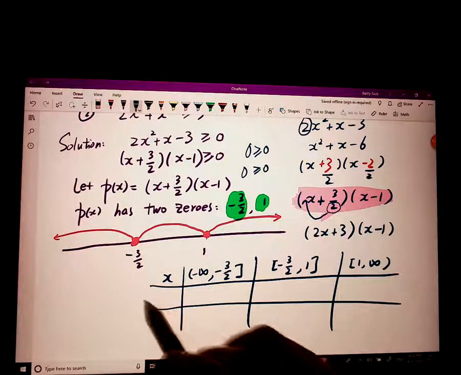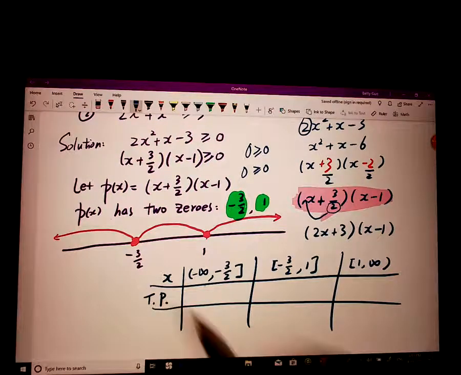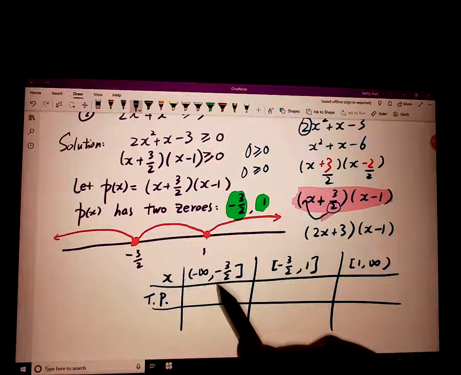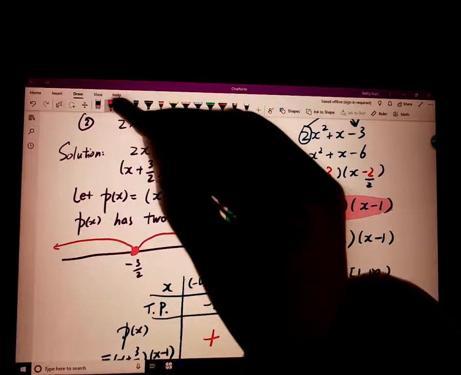Second row, testing point of the intervals. We choose x equal to 0, right? Look at here.